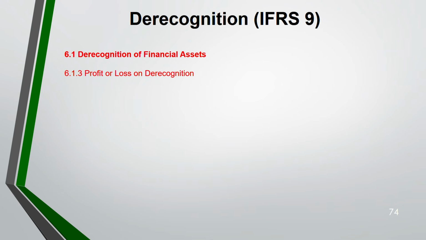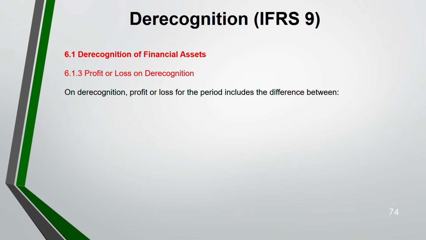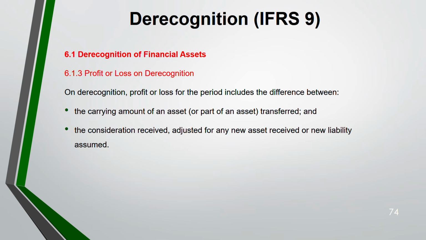Now, profit or loss. When you derecognize, of course, there is profit and loss. That is the difference between your carrying amount of the asset that you have transferred and the amount that you have received. If it's cash that you have received, compare with it, or if you have received a new asset by transferring that old asset, then you have to adjust the difference with the cash equivalent of that new asset received.